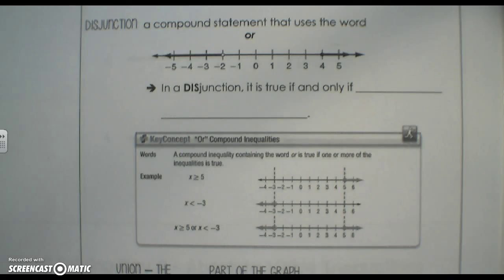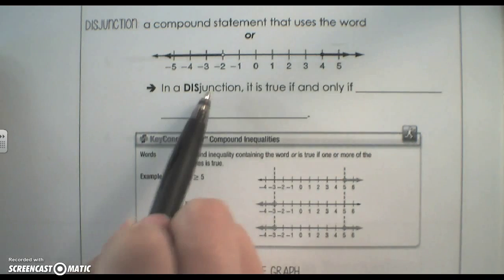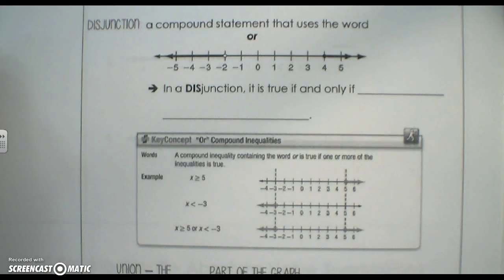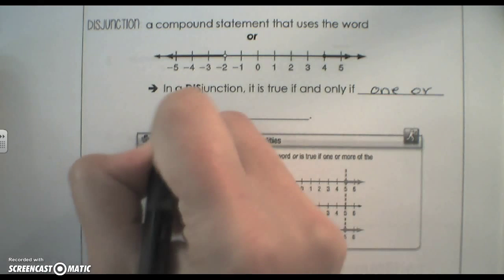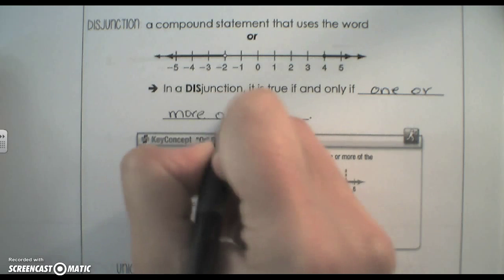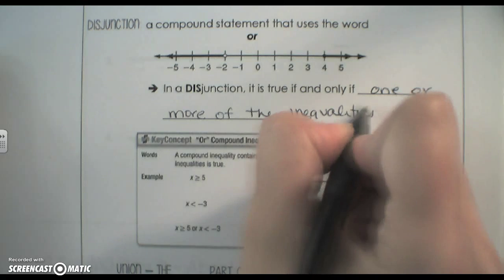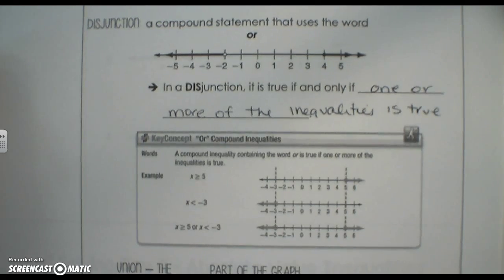So now that we've talked about the conjunction, we're going to talk about the disjunction. So this one is an or statement. So notice that in our graph, we've got a line going this way and we've got a line going that way. This is a disjunction. It's true if and only if one or more of the inequalities is true. One or more of the inequalities is true.